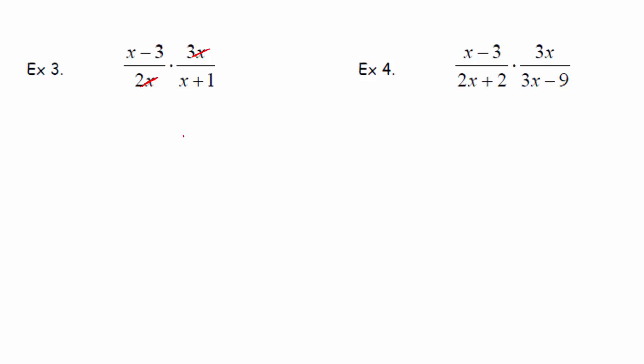Will anything else undo each other? Multiplying by 3 and dividing by 2? No, that doesn't cancel each other out. How about x minus 3 divided by x plus 1? No, that doesn't cancel out. So I think we've done our simplifying.